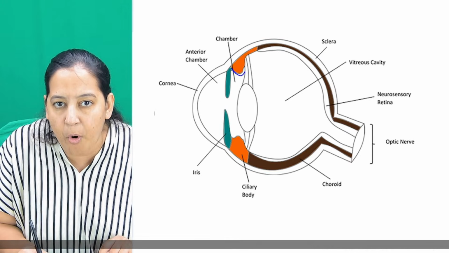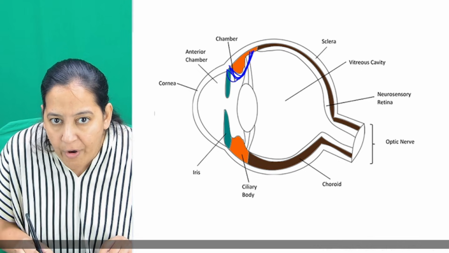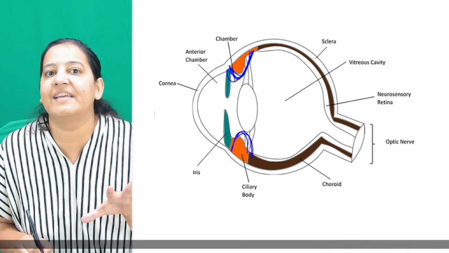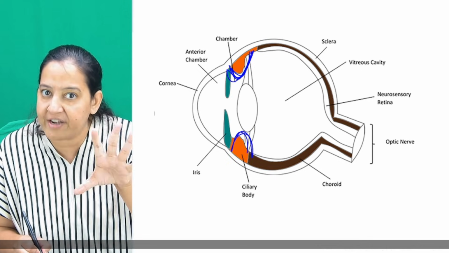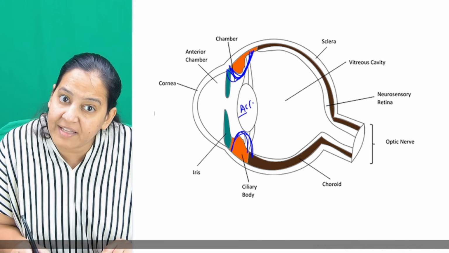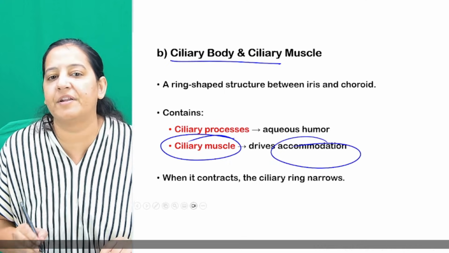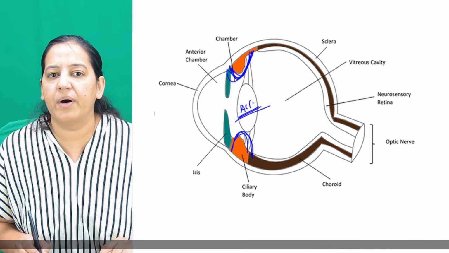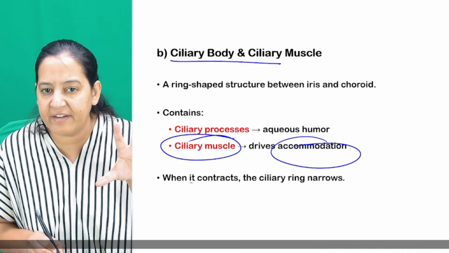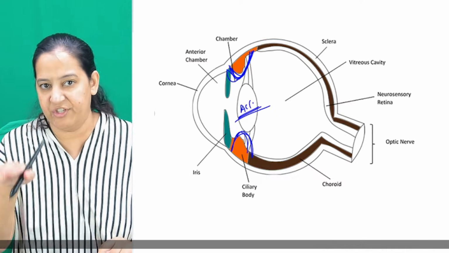So this ciliary body, appreciate the ciliary body, orange color. It has the ciliary muscle, which is going to contract and relax and provide accommodation in the lens. That's why I'm teaching you a little bit of anatomy. So this is the ciliary body, and when it contracts, the ciliary rings narrow. I will show you.